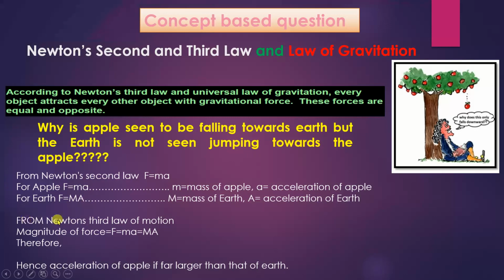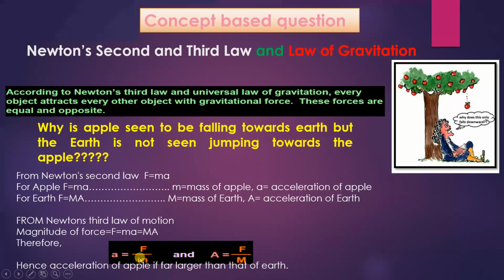Okay. Now from Newton's third law, these two forces are equal and opposite. So if we take only the magnitude, we are not concerned about the sign, we are taking the value only. So F will be equal to ma, both the forces are equal. Now from here you can see this ma equals MA. For the given force, what you get is a equals F upon m, or capital A will be equal to F upon capital M.